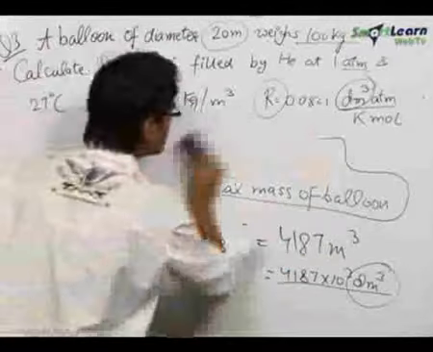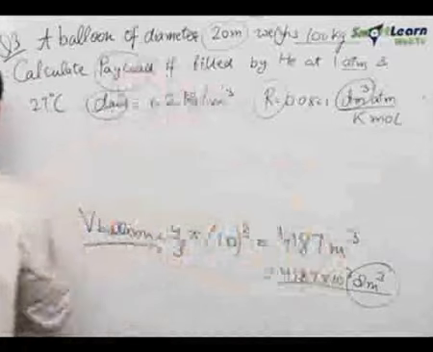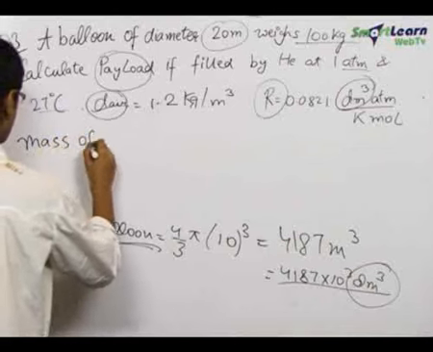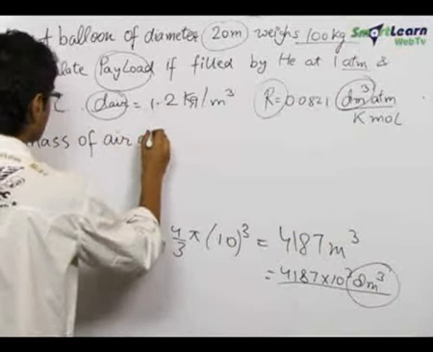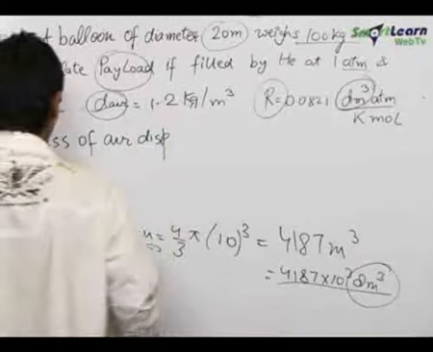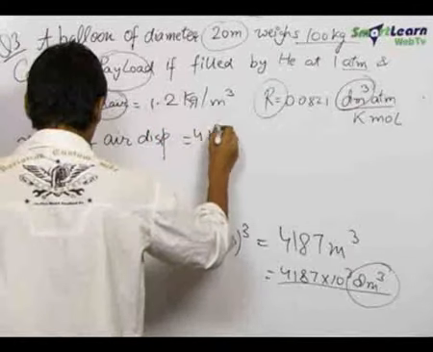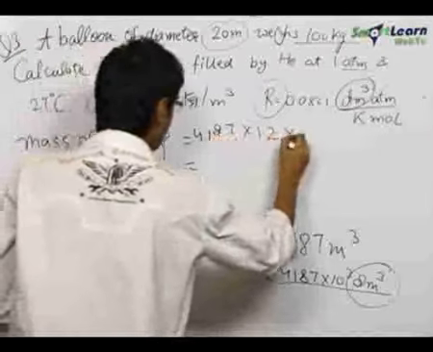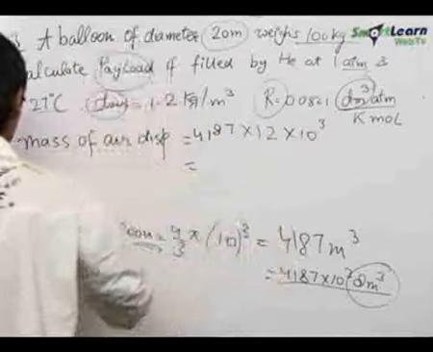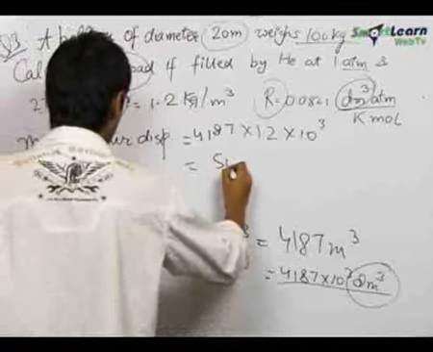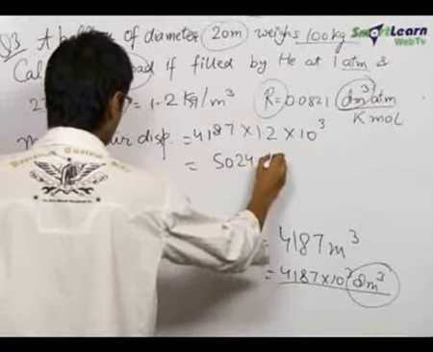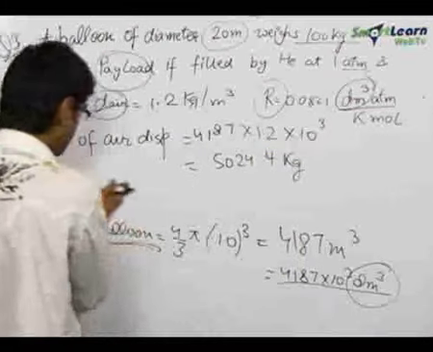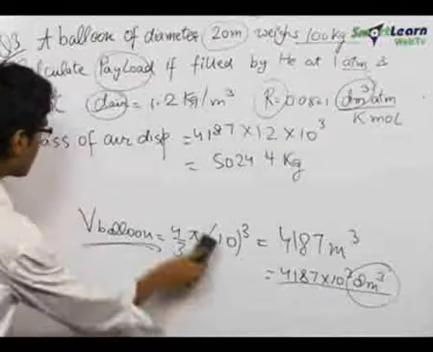Now the volume of the balloon is equal to the volume of air displaced. Hence the mass of air displaced is density of air times volume of air displaced, which is equal to 4187 × 1.2 × 10³. On solving this, it comes out to be equal to 5024.4 kilograms. Now we have got the mass of air displaced.